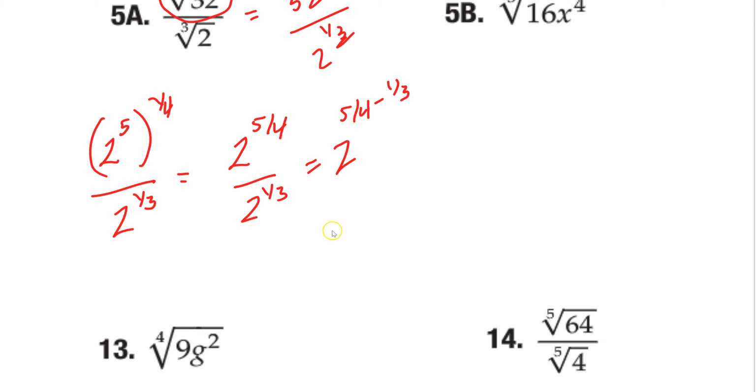Then all you have to do is find the common denominator. So it'll be like 3 and 3 and 4 and 4. Subtract the powers, so 3 and 3 gives 15 over 12, minus 4 and 4, common denominator, 4 over 12. So you get 2 to the 11/12. That's how the problem's done.